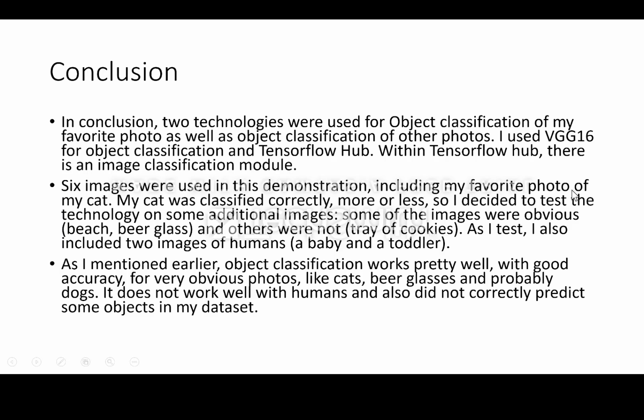Conclusion. In conclusion, 2 technologies were used for object classification of my favorite photo, as well as object classification of other photos. I use VGG 16 for object classification and TensorFlow Hub. Within TensorFlow Hub, there is an image classification module. 6 images were used in this demonstration, including my favorite photo of my cat. My cat was classified correctly, more or less.